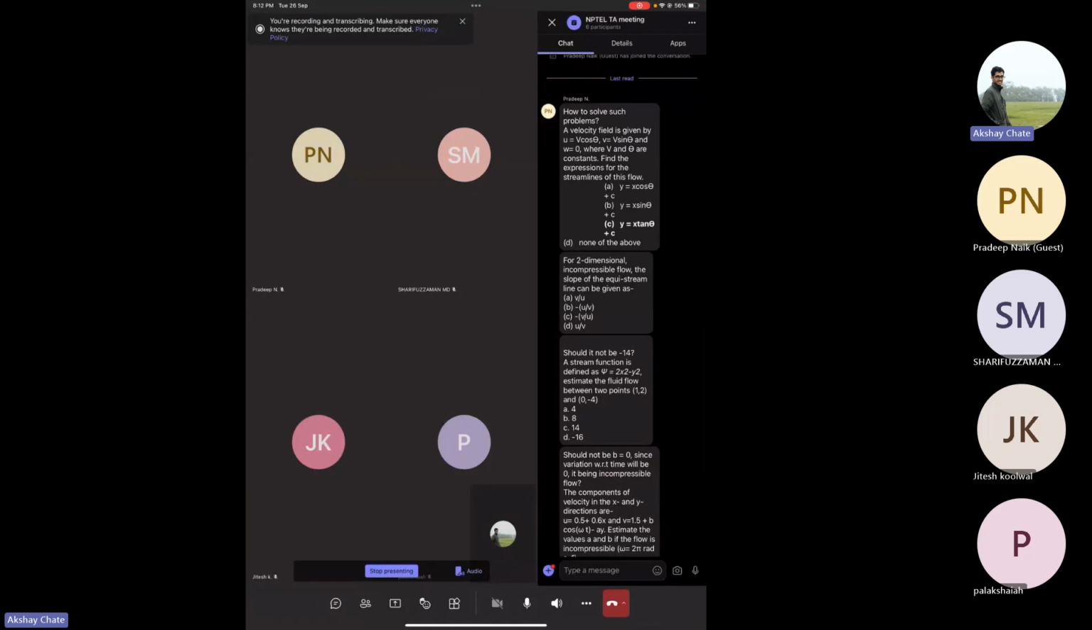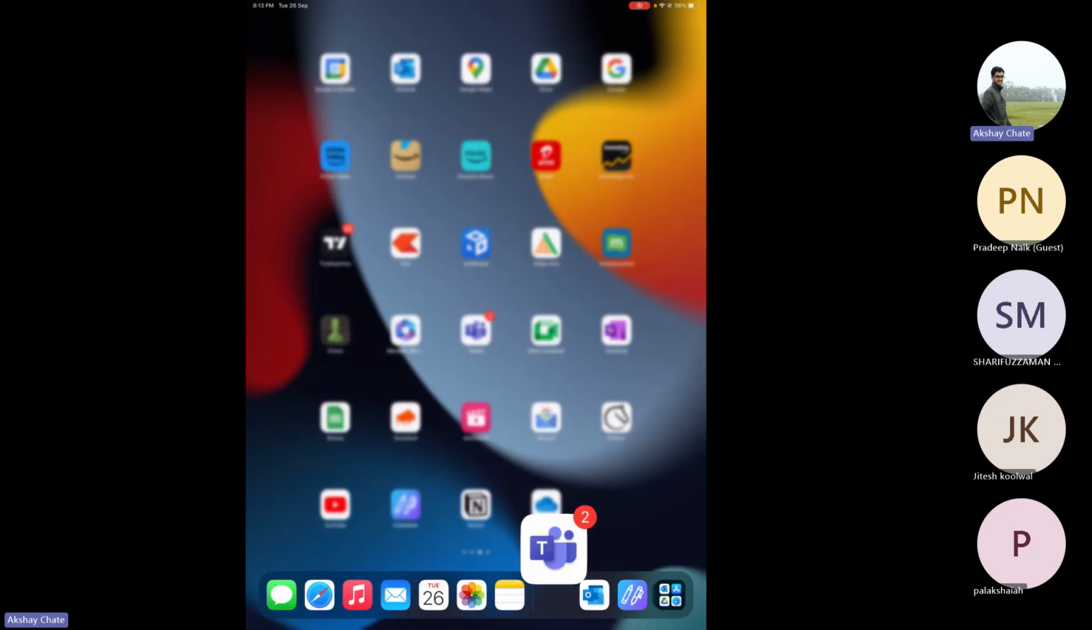For 2D incompressible flows, slope of equistream line. This is the same thing I wrote here, that dx by u is dy by v, no? So you can take dy by dx, which will be equal to, I think, v by u. V by u should be the answer for this. So minus v by u, sir, plus v by u? So minus v by u, is it not?